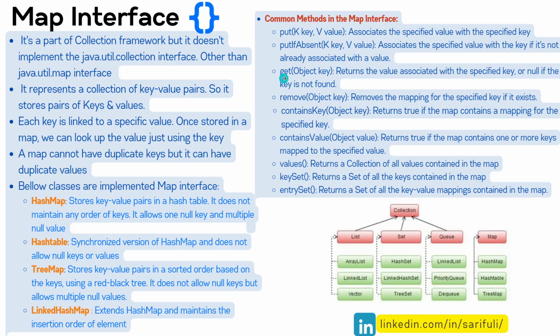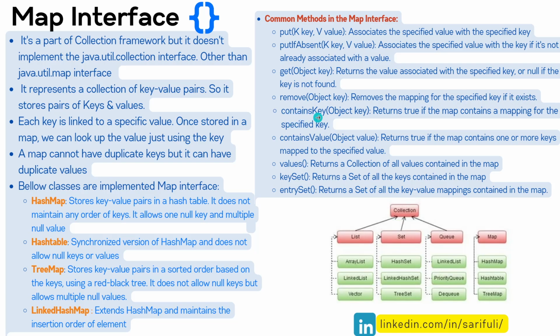Then the get method. You have to pass just the key to retrieve the associated value. It returns the value associated with the specified key, or null if the key is not found. So it will help you retrieve any value. With the remove method, you can remove a value associated with a key, if it exists.